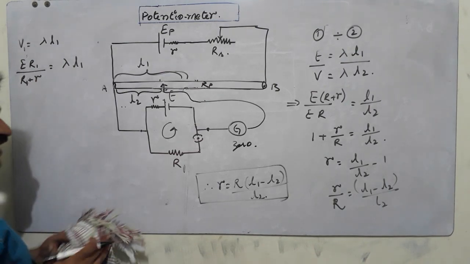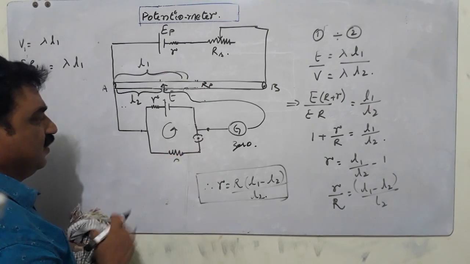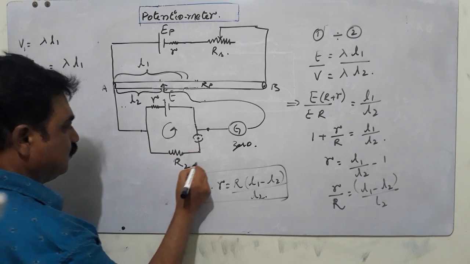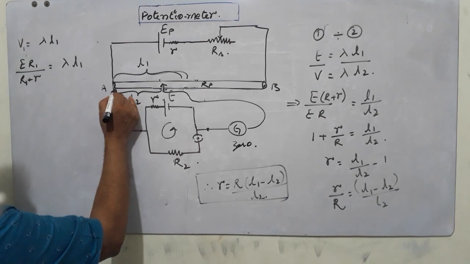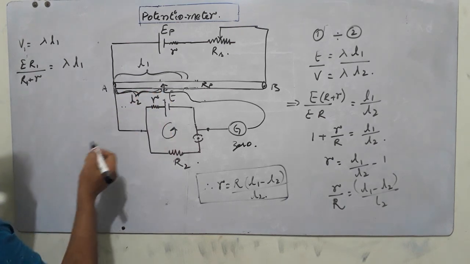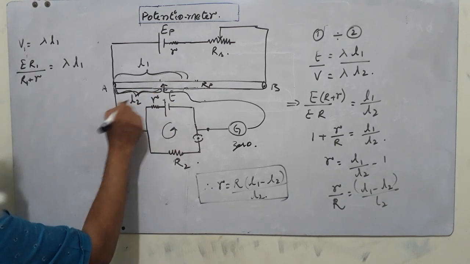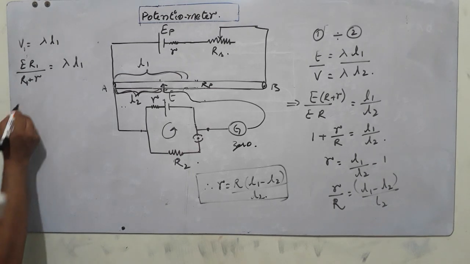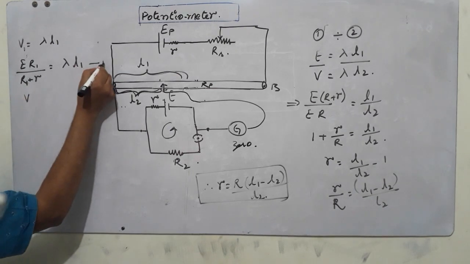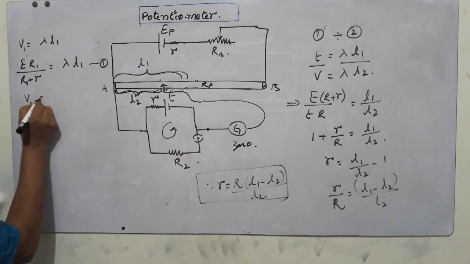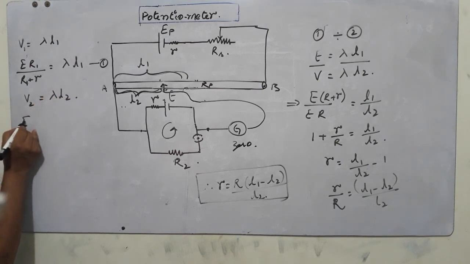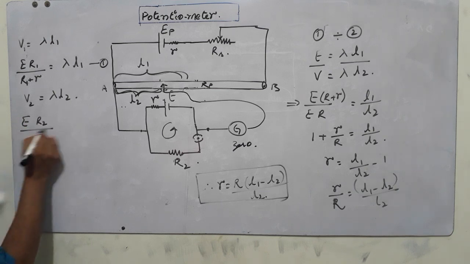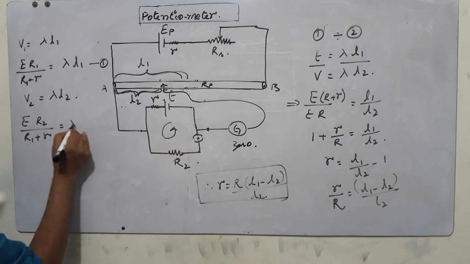If you replace this resistor by R2, then another terminal voltage comes into play for the same cell, but therefore the balancing length changes. This is equation 1. So V2 is equal to lambda L2. In this situation, V2 is E into R2 by R2 plus r is equal to lambda L2.